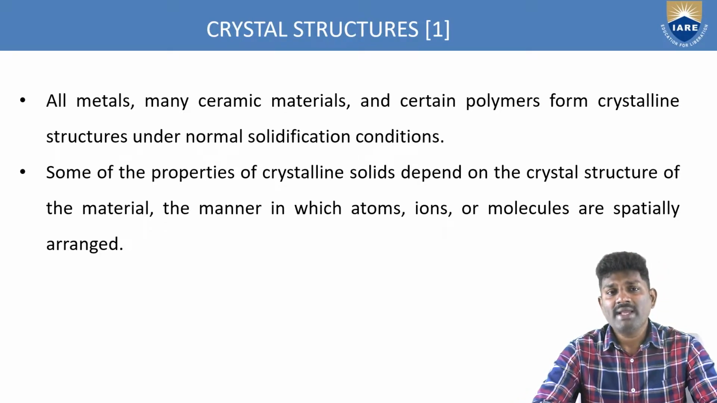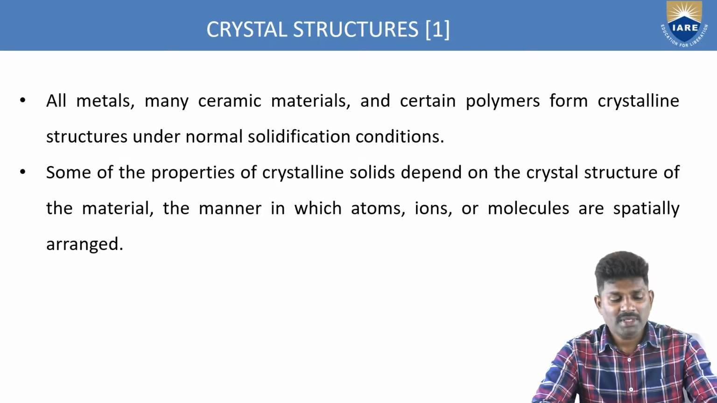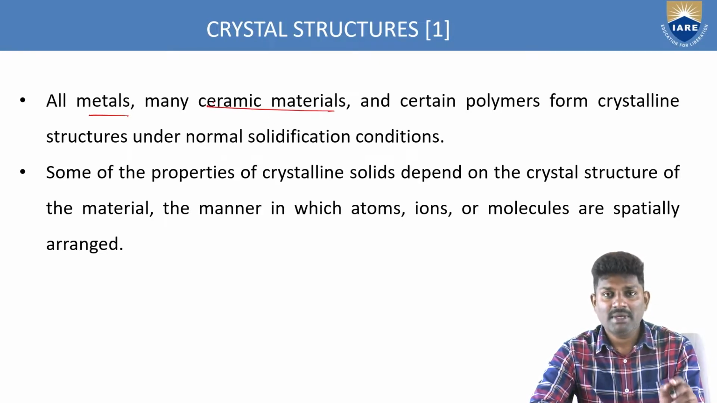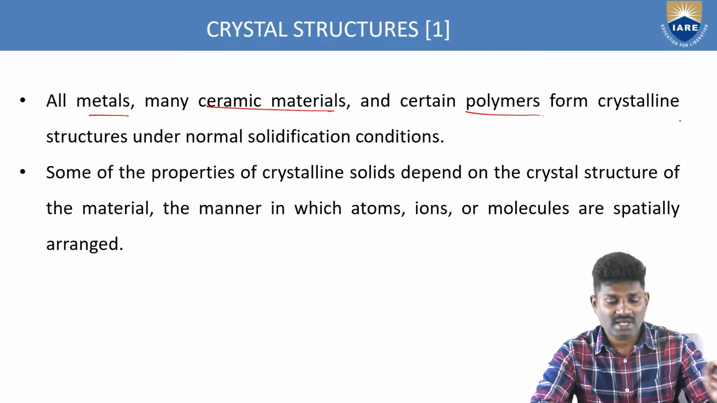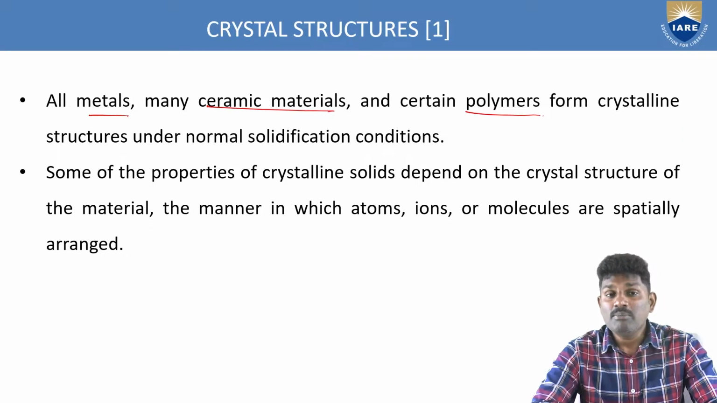Now, where can you find these types of crystal structures and what is the importance? Here we can find them in metals, many ceramic materials, as well as polymers. These crystalline structures are very important during the solidification time. Not only for metals but also for polymers and ceramics, this atomic structure or crystalline structure is very important to classify the type of solidification process.